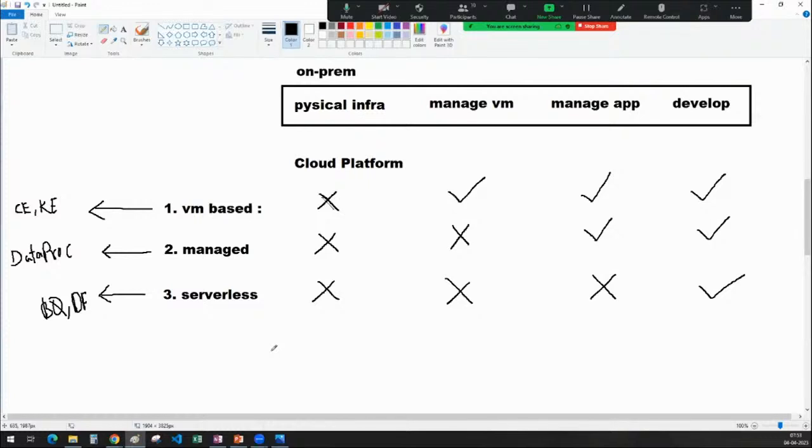If I talk about GCP, it's the same thing. We have cloud platforms: GCP, AWS, and Azure. This concept is common for all of these; it is not only similar, it is the same for all of them. It is a general concept. Now you got it: what is VM based, what is managed, what is serverless.